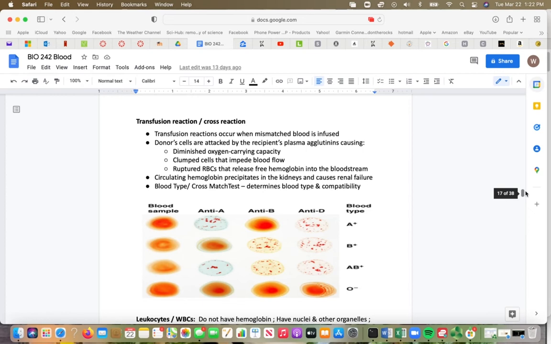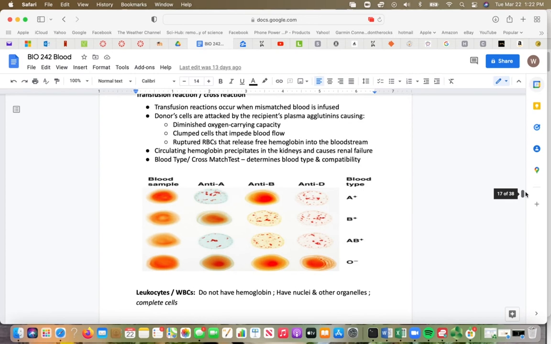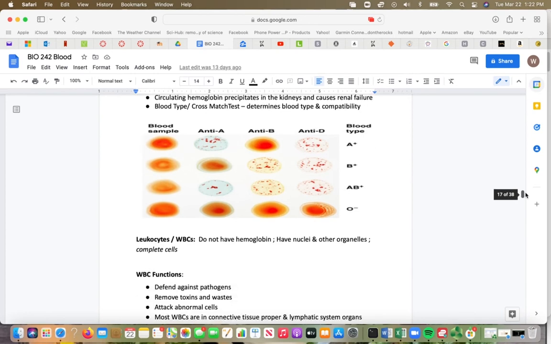It can cause diminished oxygen carrying capacity. It can clump the cells, and that's going to impede blood flow. And then it can rupture red blood cells, and that will release free hemoglobin into the bloodstream, which is going to be a problem. So that circulating hemoglobin can precipitate in the kidneys and lead to kidney failure. So that's why they do the blood type or the cross-match test.